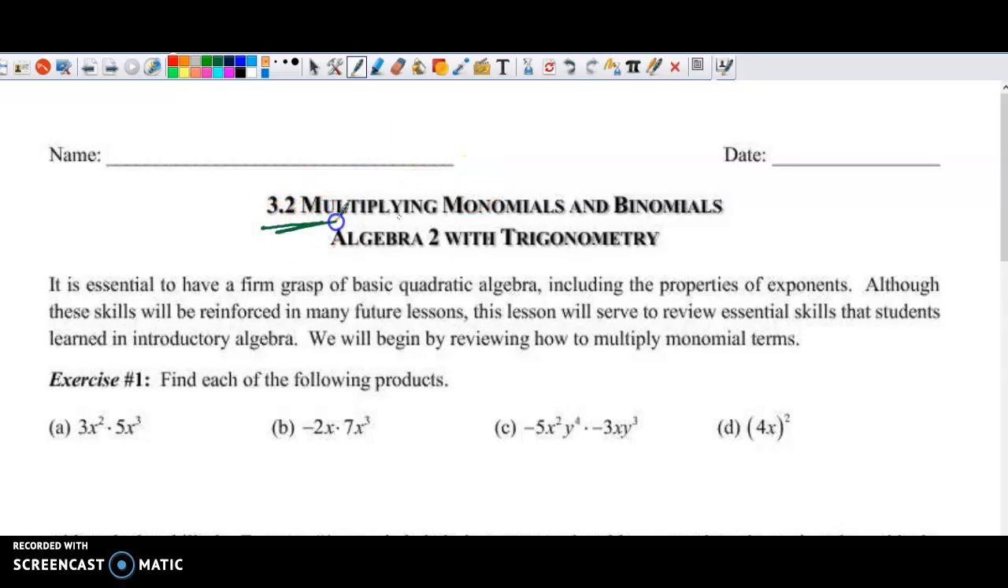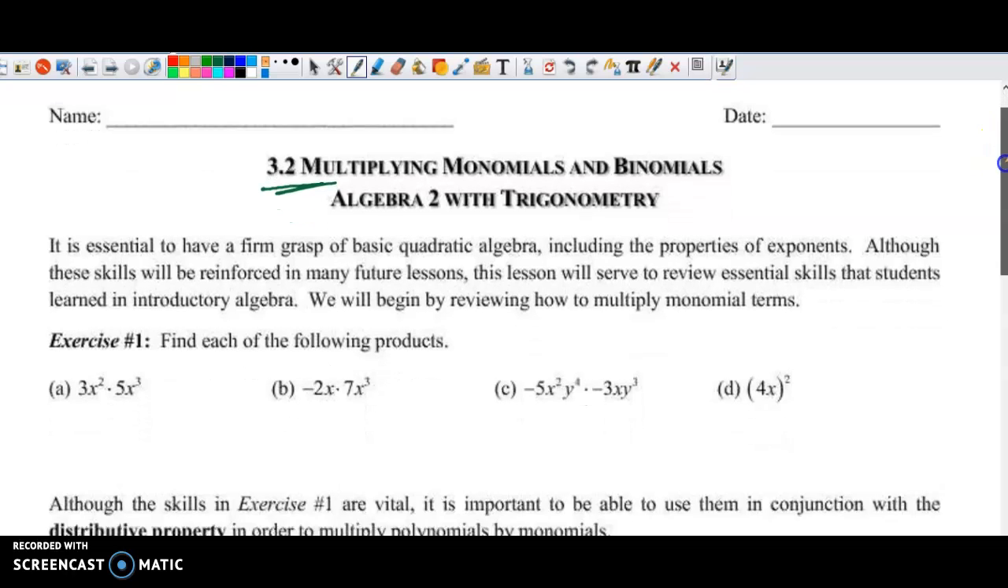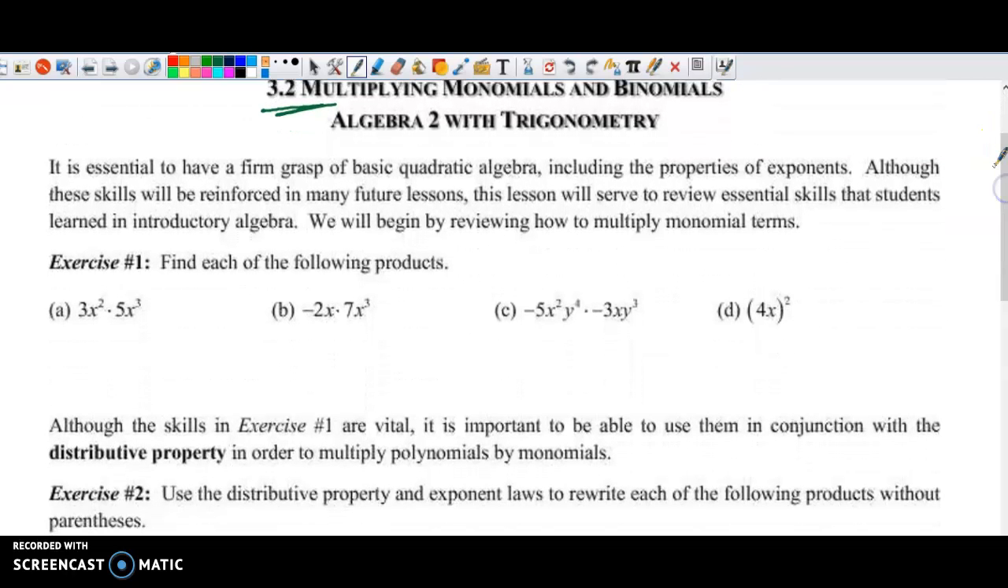We're moving on to monomials and binomials with section 3.2 in Algebra 2. The first thing that we're starting with is just reminding you of multiplying monomials. What makes something a monomial, in case you're unaware, is that there's no addition or subtraction terms. So 3x squared is a monomial, and 5x cubed is a monomial, and the result of 15x to the fifth is also a monomial.